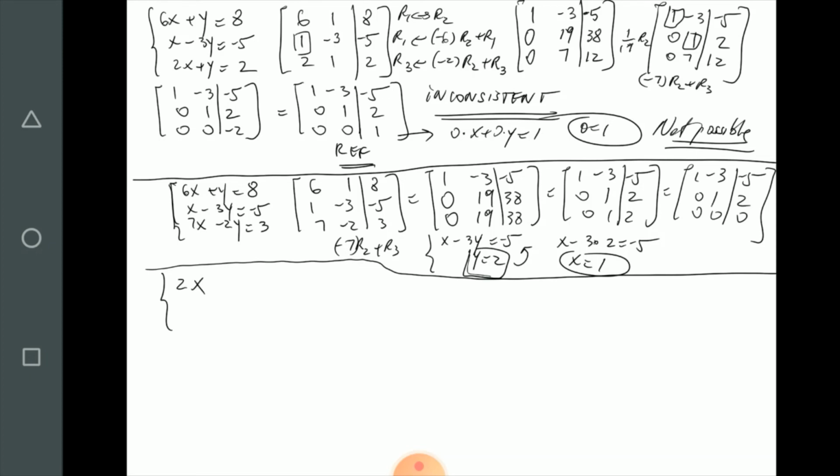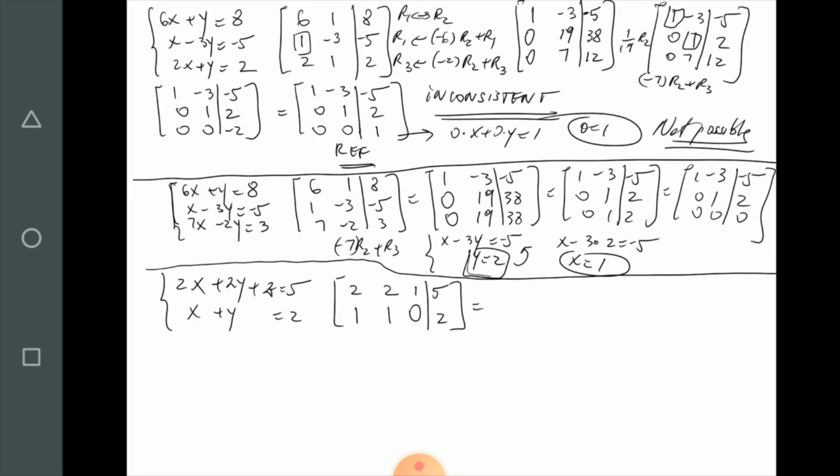So suppose the system is 2x plus 2y plus z equals 5, x plus y equals 2. Be very careful when you write the augmented matrix to place 0 coefficients for any missing variable. So notice the second row is 1, 1, and 0 in that order because there's no z in the second equation.